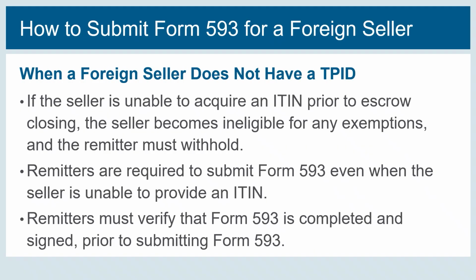Now we'll explain how to handle a foreign seller that doesn't have an individual taxpayer identification number at the close of escrow. If the seller is unable to acquire an ITIN prior to escrow closing, the seller becomes ineligible for any exemptions and the remitter must withhold. Remitters are required to submit Form 593 even when the seller is unable to provide an ITIN. Remitters must verify that Form 593 is completed and signed.